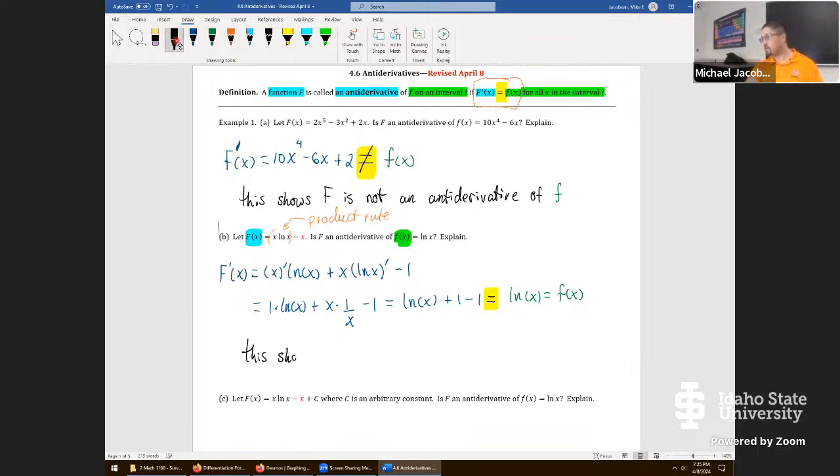this shows F is an antiderivative of f. So we've done it, folks.